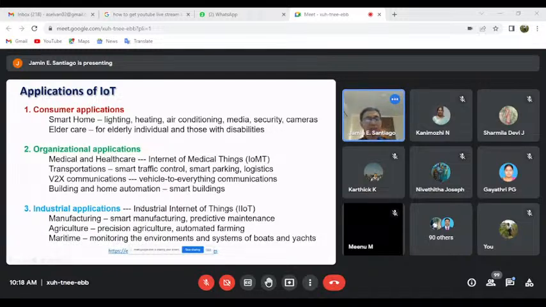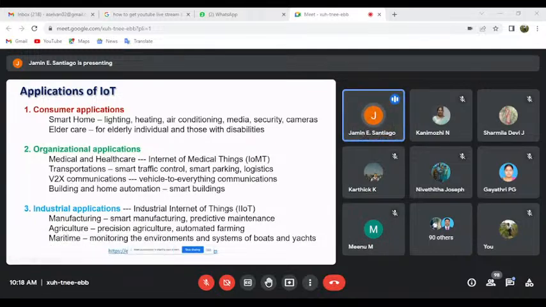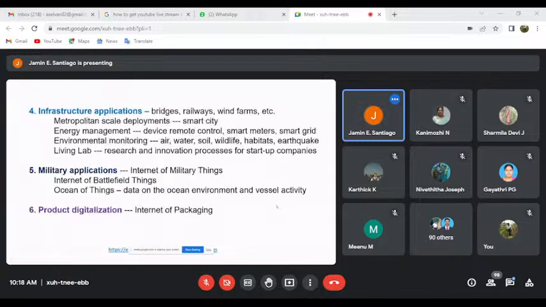area of land. Then in the maritime, we are monitoring the systems of the boats and yachts, because most of the boats are not used during some period. So we have to monitor whether there is flooding, there is a leak in the battery, then the condition of the boats. So all of these are the maritime applications of IoT.